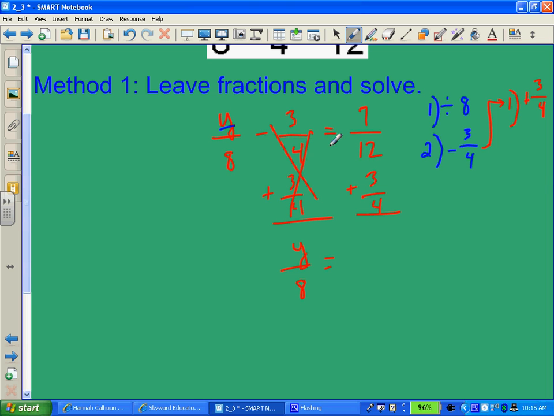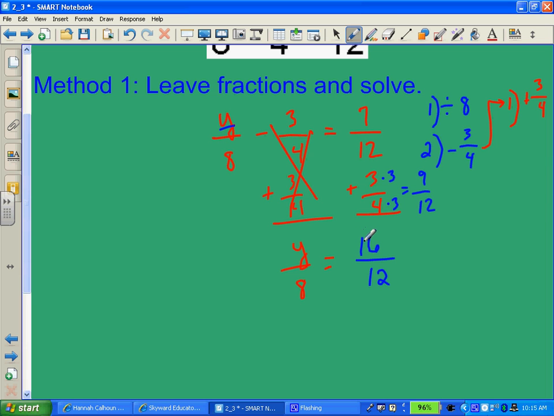Now in order to add fractions, I have to have a common denominator. So I ask, what do 4 and 12 both go into? Well, hopefully you're thinking right now, 12. So I need to change this into 12. So I'm going to times each one by 3. So that's 9/12. So then I'm doing 7/12 plus 9/12. That's 16/12.